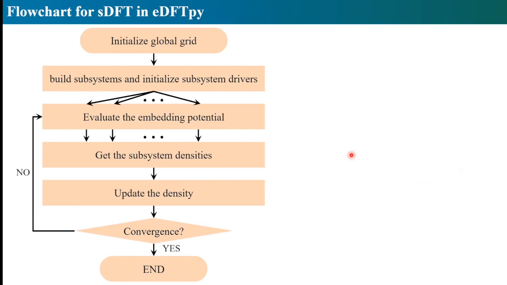The first step, we initialize a global grid. We generate the global communicator. Then we build subsystems and initialize subsystem drivers, and each subsystem will have its own communicator for parallelization. For the subsystems, we have DFTpy, QE, and others like invariant cluster and MBX. All these drivers are being developed. We are still working on that.